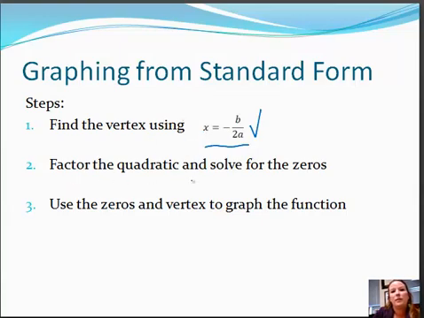Then we're going to factor the quadratic and solve for the zeros. If we have the zeros, remember that's where it crosses the x-axis, we have 2 points that we can graph. Okay? Then we're going to use the zeros and the vertex to graph the function. So let's look at an example.